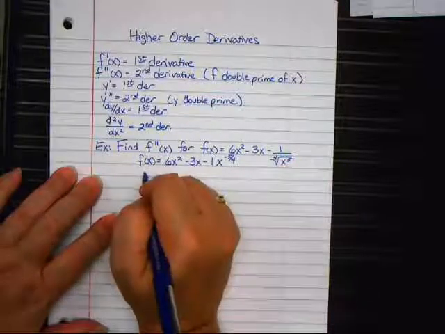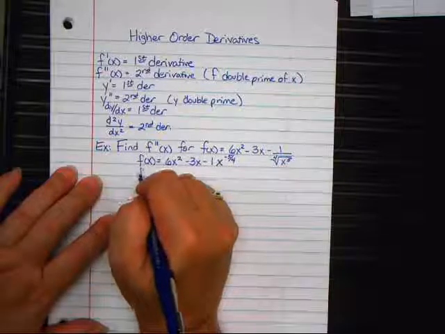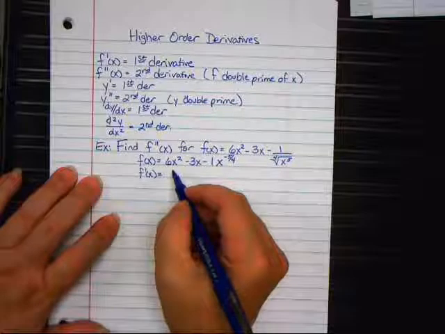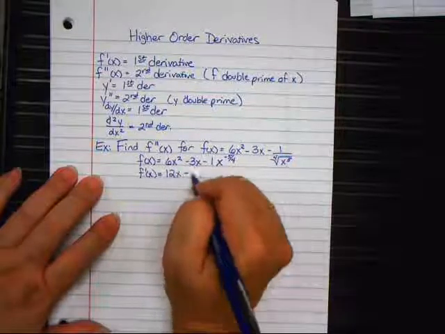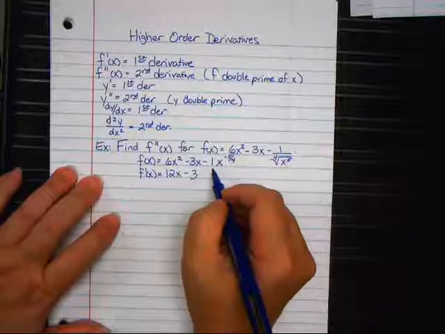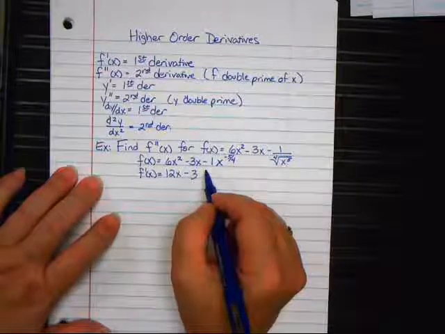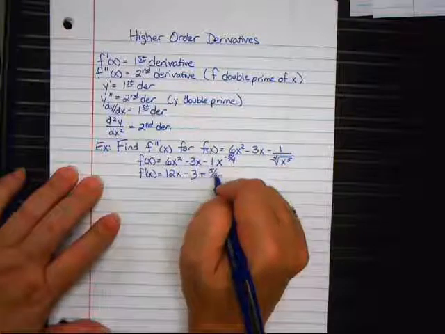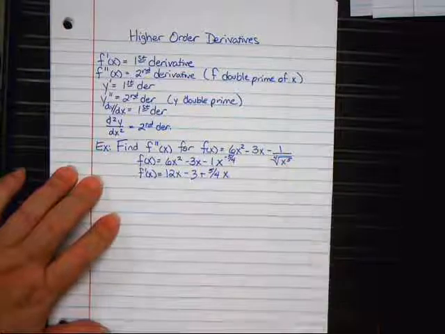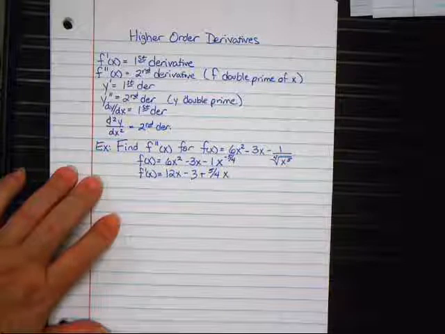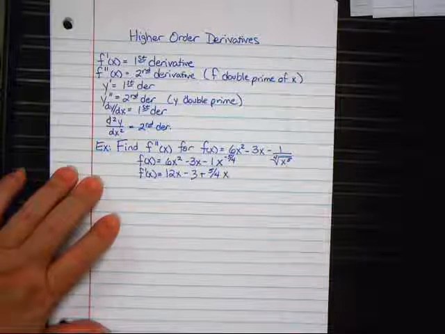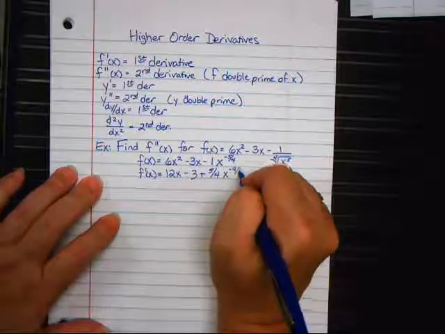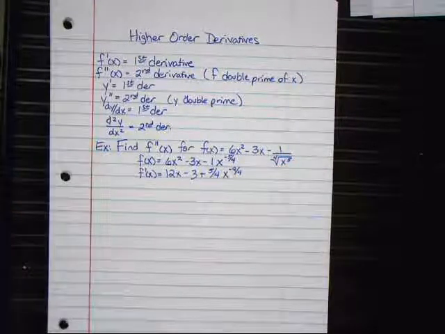Now we're going to take the first derivative. What's the derivative of 6x squared? 12x minus 3. Now be careful. The negative 5/4 comes down and multiplies by the negative 1, so it becomes a positive 5/4 x to the what power? Negative 1/4 is going up, I need to go down. Negative 9/4.